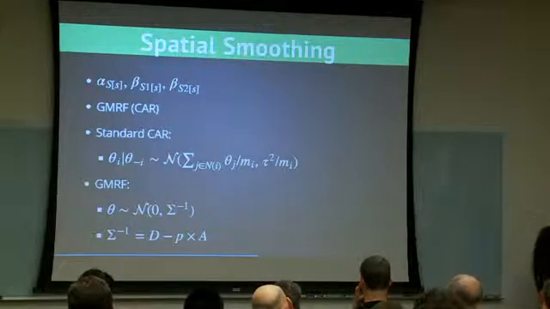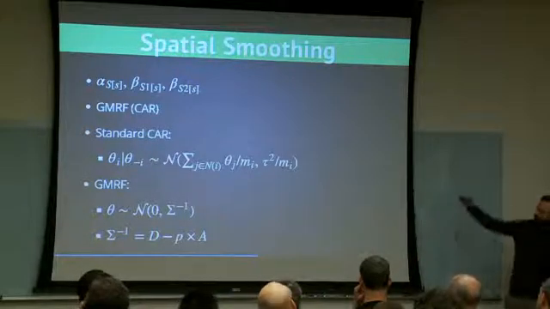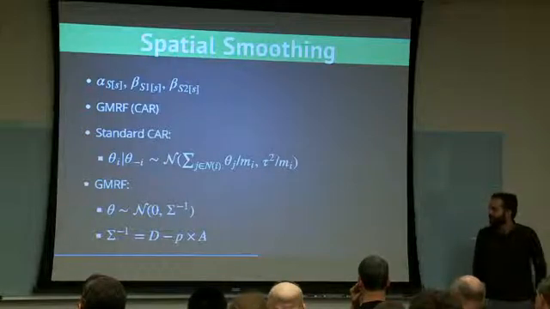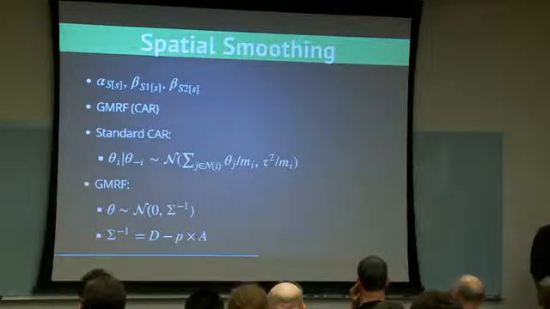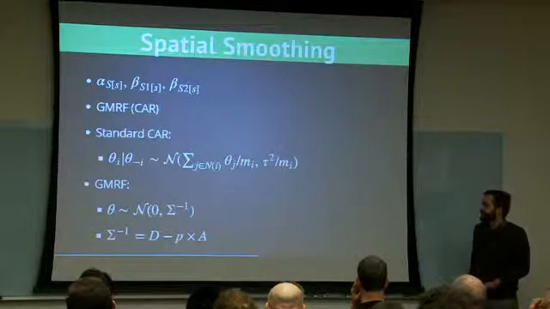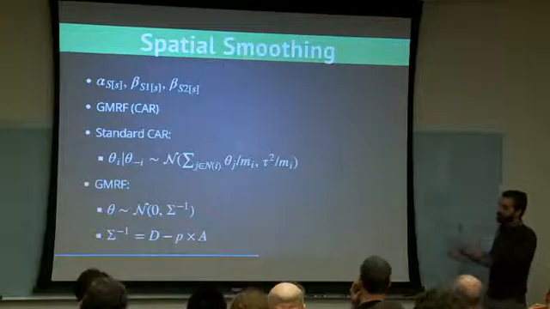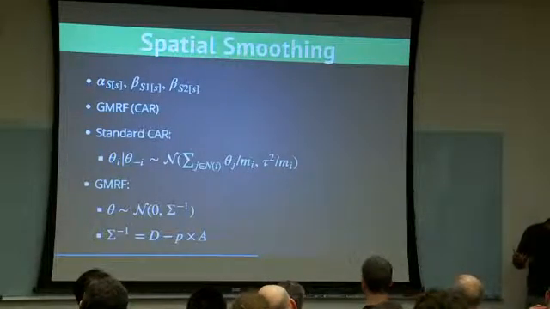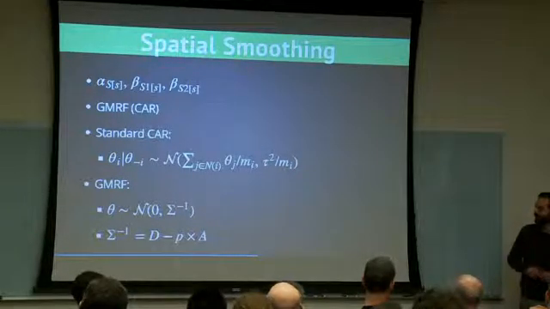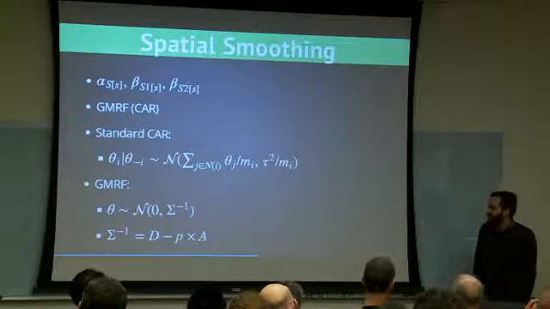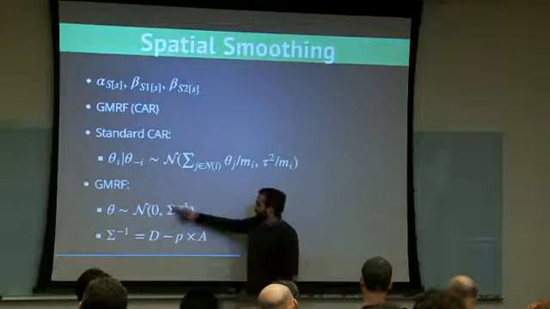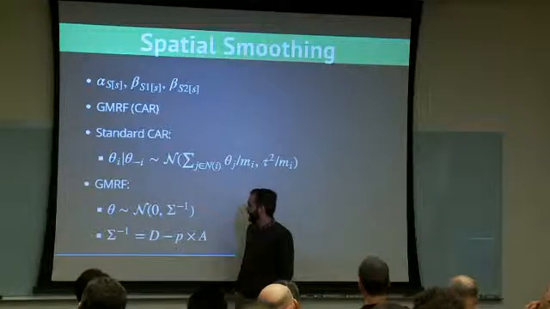The Gaussian Markov random field version, instead of doing each county independently like that, you just use a giant multivariate normal to model that effect. The strength of that is that then you have the joint distribution and you can use some more interesting sampling methods. The weakness is it's really computationally intensive.